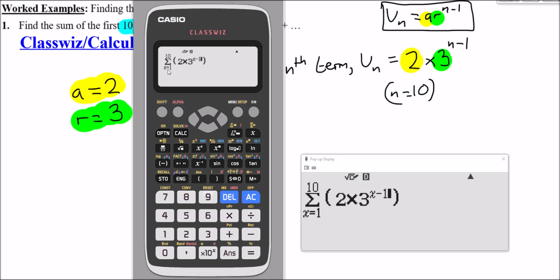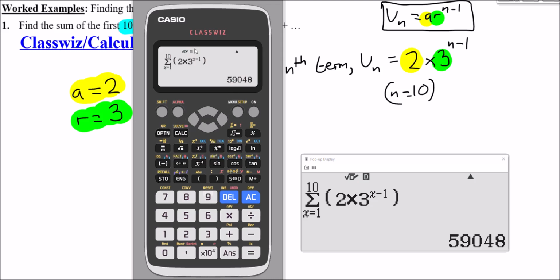This means the sum of the first 10 terms of 2 times 3 to the x minus 1. Press equals, and the calculator will sum this for you and give you 59,048. So this is a very powerful function on the calculator, which can, at the very least, help you to double check very quickly your answers to questions on arithmetic or geometric sequences or series.